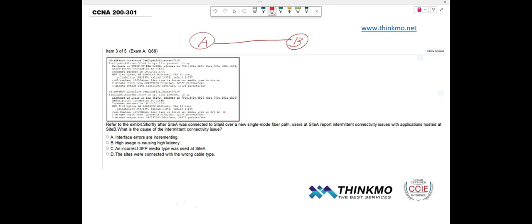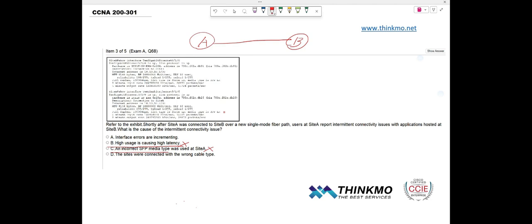Let's just look at option A. Interface errors are continuously increasing. This should be correct. Let's wait a bit before we learn more. Then option B, increased usage, leading to delays. So this option for the question is wrong. Option C says site A used the wrong SFP media type. This is also wrong.